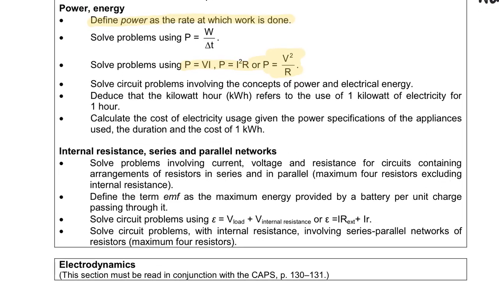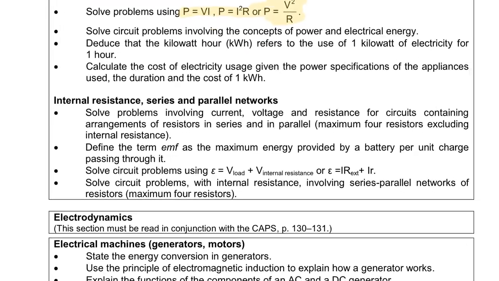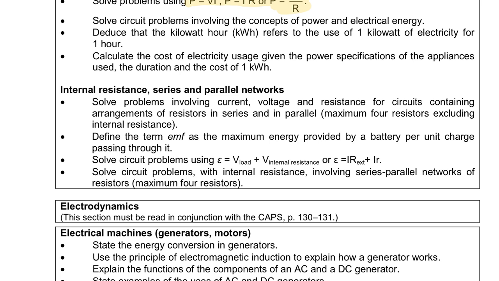When it comes to other definitions that are really important, and that's really my focus here, the definition of EMF is as follows. It's the maximum energy provided by a battery per unit charge passing through it. So in essence, it's the theoretical voltage of a battery. It's the ultimate or maximum voltage that a battery can supply based on the chemical energy stored in it.